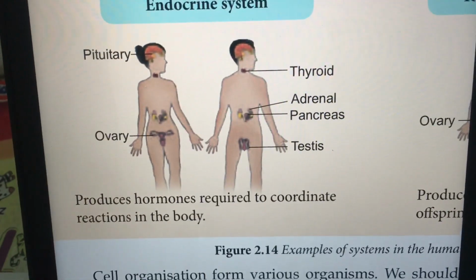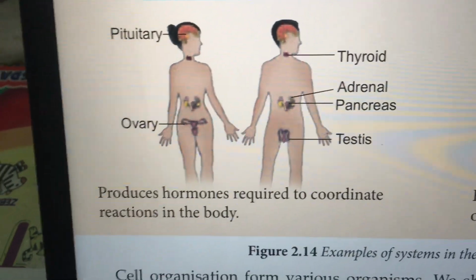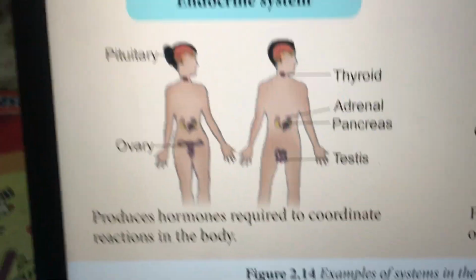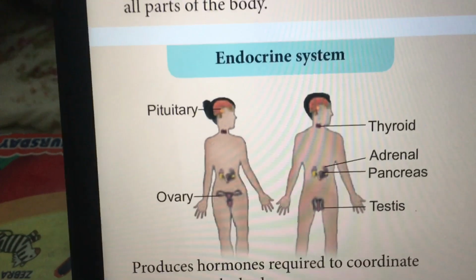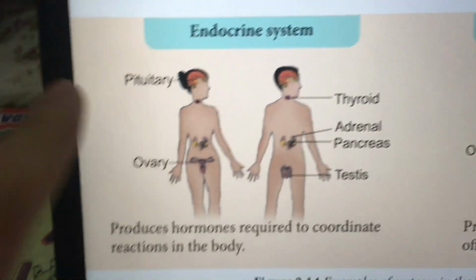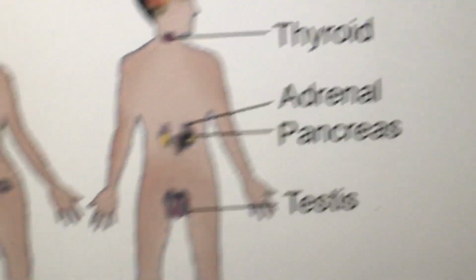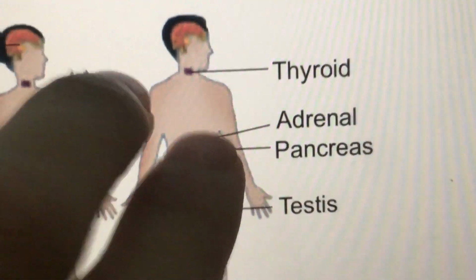Dia menghasilkan hormon untuk menyepadukan tindak balas di dalam badan. Okay, kamu tidak perlu tahu apa itu hormon-hormon yang dihasilkan. Cukup kamu hafal ada 6 benda ni saja. Alright. The pancreas sebenarnya bentuk dia macam daun tu, di dalam dekat dengan perut. Nanti saya hantar gambar dia.